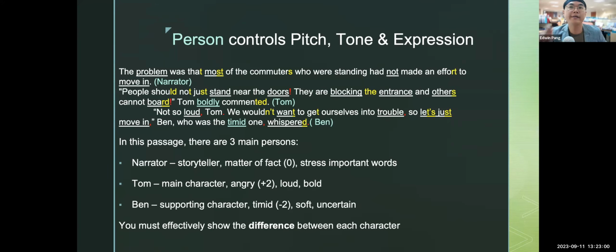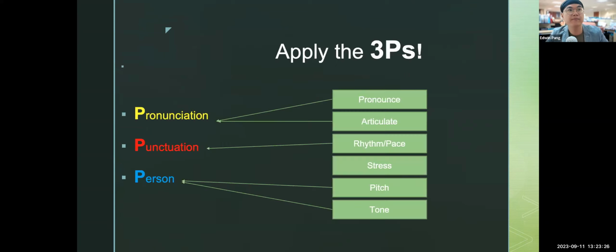Okay? So always try to vary the way that you read between the dialogue and the narrator, especially. Okay? Pay attention to who are the characters and try to make them sound different. Okay? By increasing or decreasing the volume, the intensity, and be guided by the words like whispered, timid, boldly, angrily, these kind of adverbs that tell you how that character sounds in that moment. Okay? Right. So pronunciation, punctuation, and person.